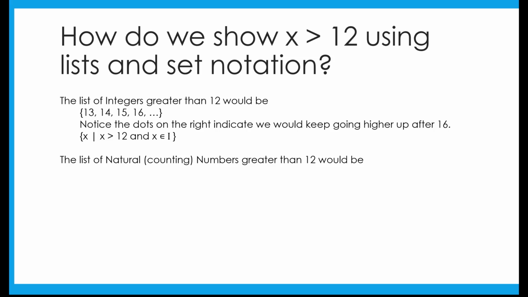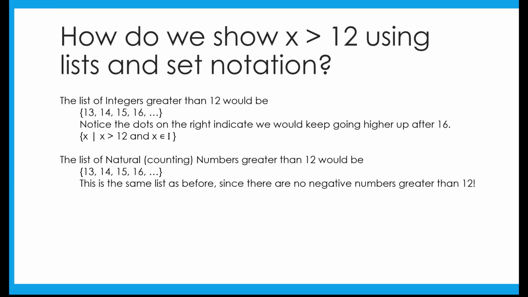The natural or counting numbers greater than 12 is actually the same list, because there are no negative numbers. So it's still 13, 14, 15, 16, ... on the right, indicating we keep going. And we would write x is an element of N instead of I. But it doesn't make any difference to this list. So either way of writing this is correct.